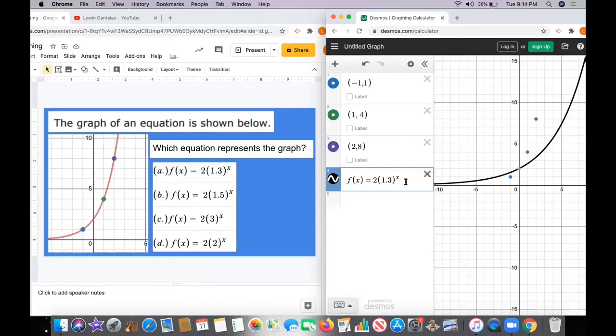What if we choose B? That is 1.5. The same thing. What about if we choose C? The same thing. What if we choose D? Here it is very clear that this graph contains or hits these points, which are also points on our graph. So D is the answer.